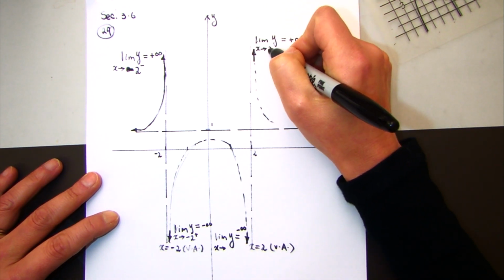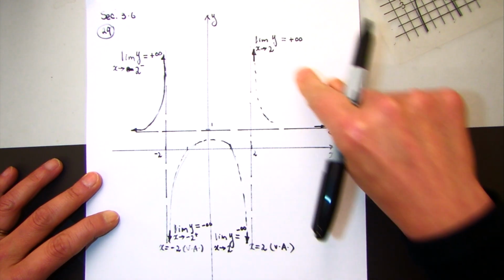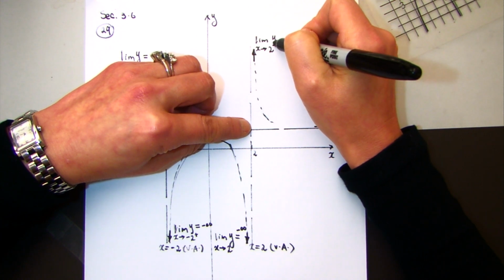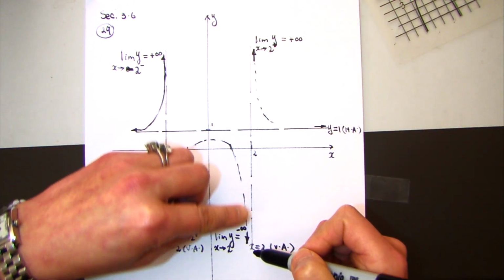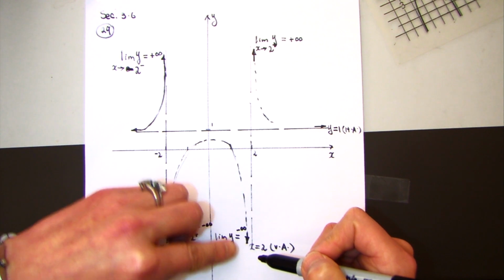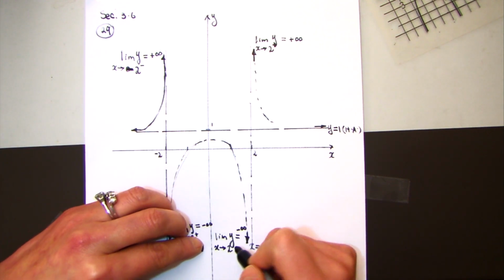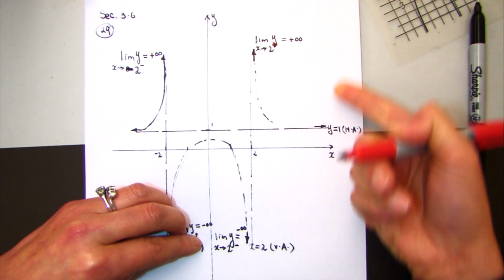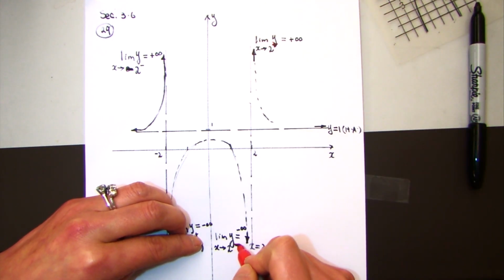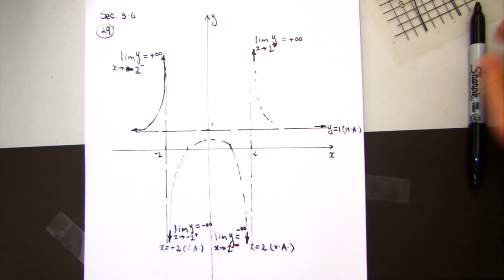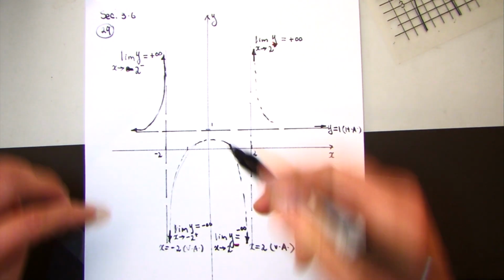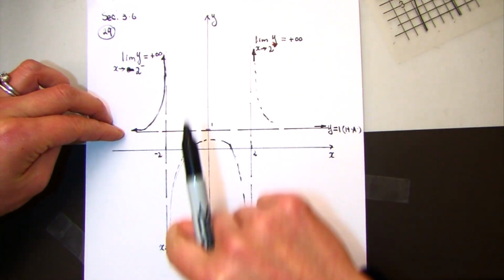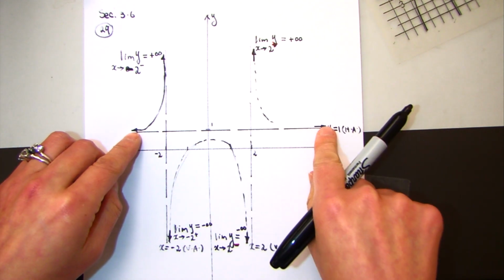X approaches 2. X approaches 2. What's the difference? One last time, from the right. How do you do right? Tiny positive sign. From the left side of a positive 2. How do I indicate that? Tiny, tiny negative sign. Positive sign coming from the right. Tiny negative sign coming from the left. Right. So in this graph, they gave us 6 ends. So we did 4, and we need to do these 2.